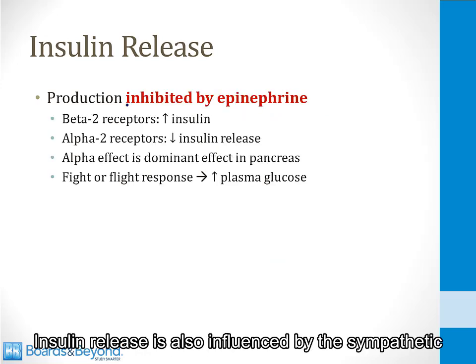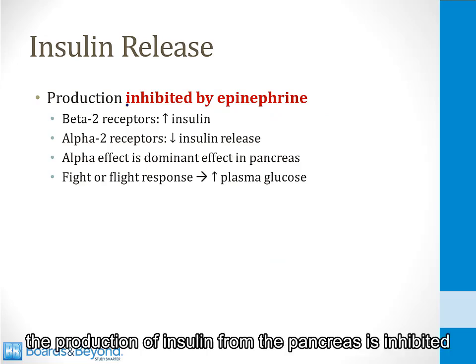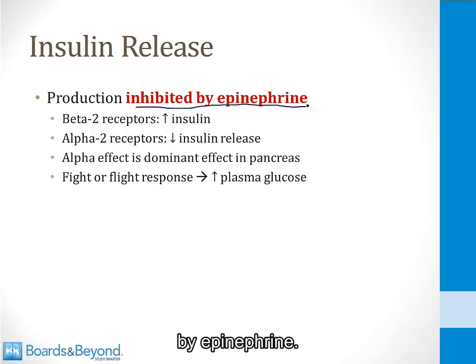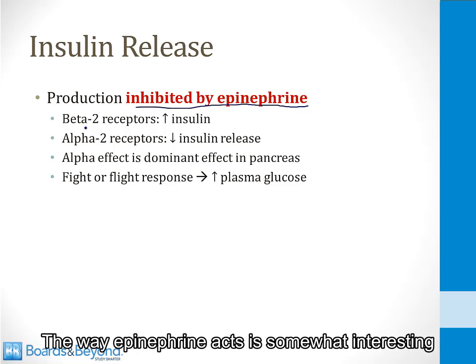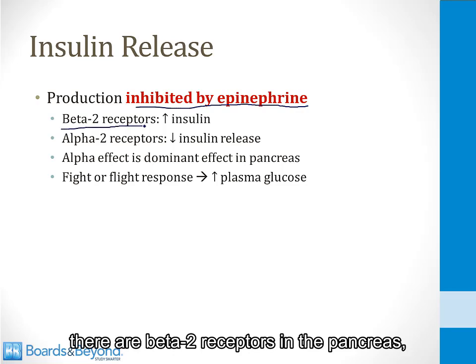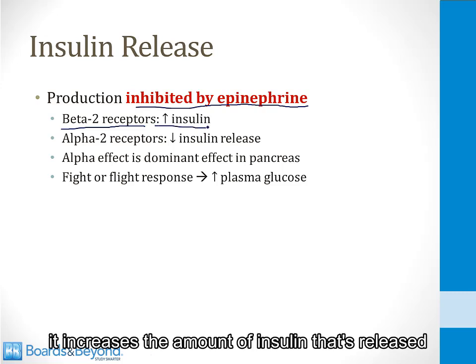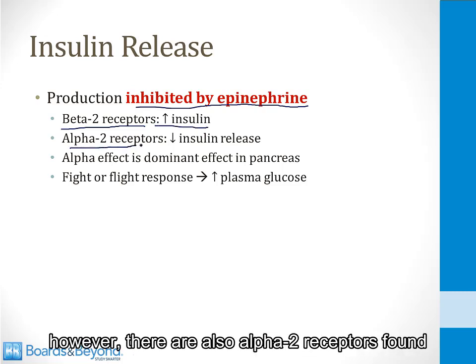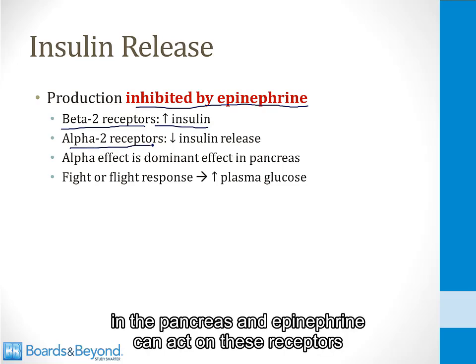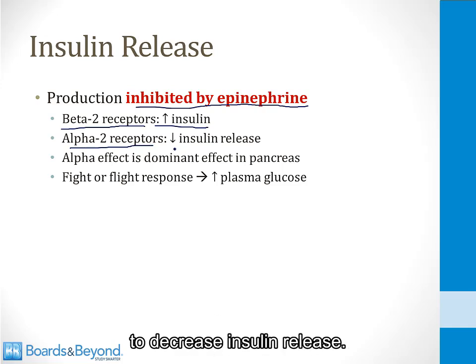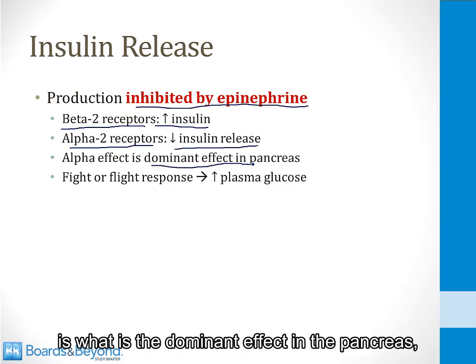Insulin release is also influenced by the sympathetic nervous system. The production of insulin from the pancreas is inhibited by epinephrine. The way epinephrine acts is somewhat interesting. There are beta-2 receptors in the pancreas, and when epinephrine acts on these receptors, it increases the amount of insulin that's released. However, there are also alpha-2 receptors found in the pancreas, and epinephrine can act on these receptors to decrease insulin release. And the alpha effect, it turns out, is the dominant effect in the pancreas.